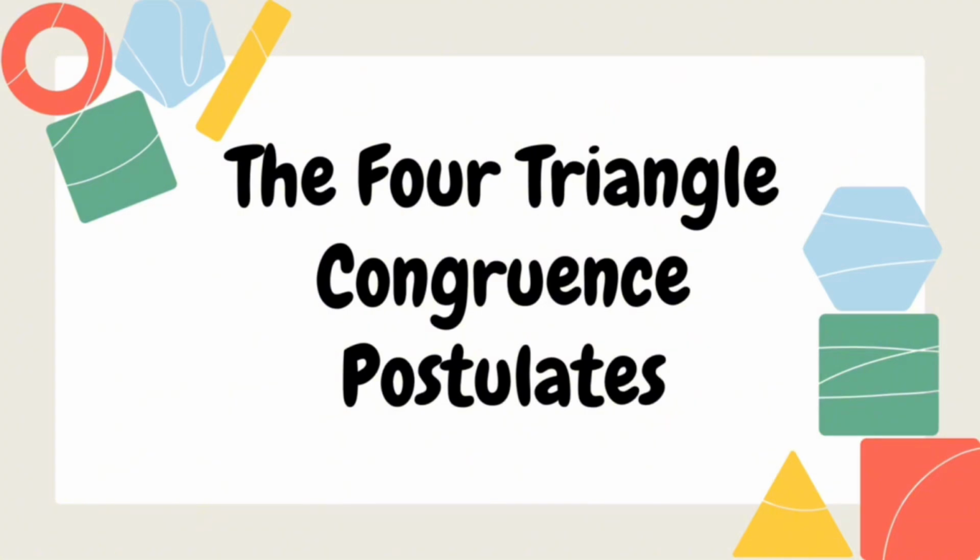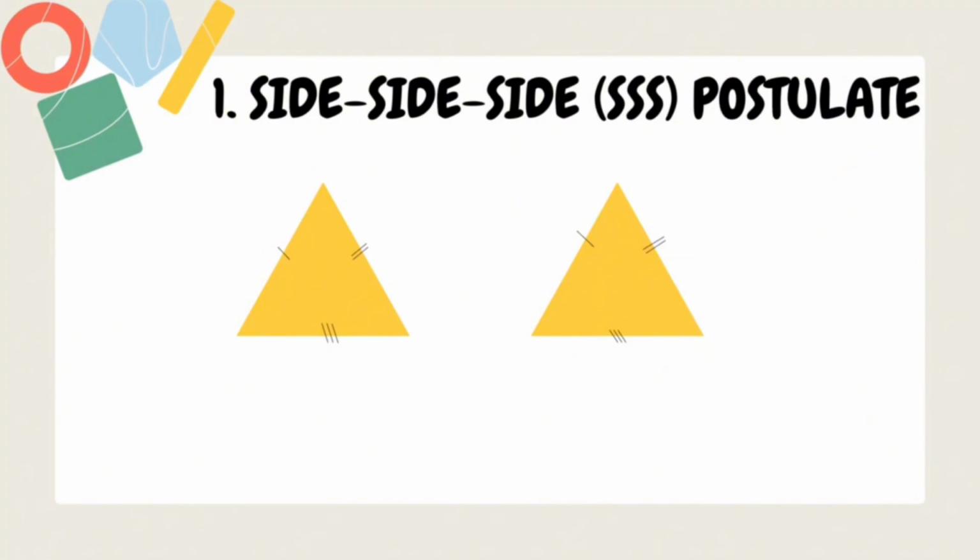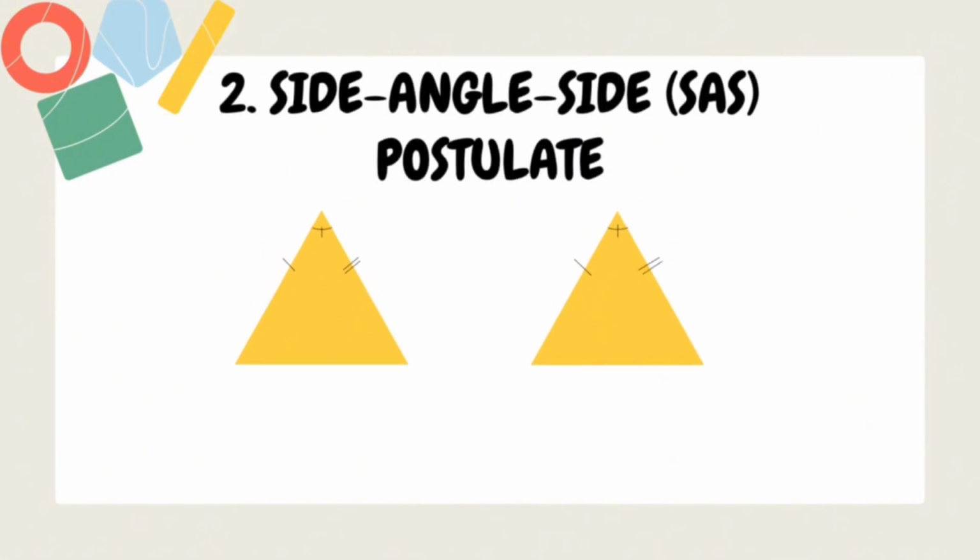Triangle congruence postulates. There are three postulates that can be useful in proving triangle congruence. First, we have the side-side-side postulate. It states that if three sides of one triangle are congruent to the corresponding three sides of the other triangle, then the two triangles are congruent. Next, we have the side-angle-side postulate. It states that if two sides and the included angle of one triangle are congruent to the corresponding two sides and included angle of the other triangle, then the two triangles are congruent.